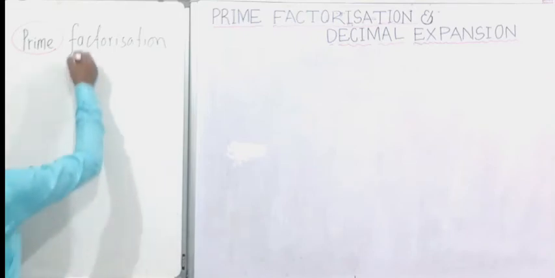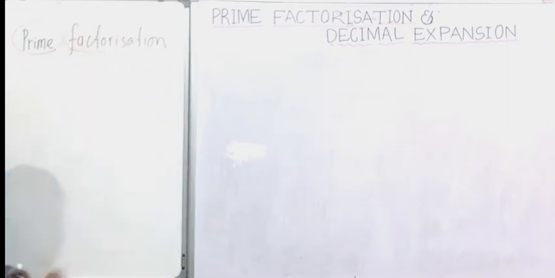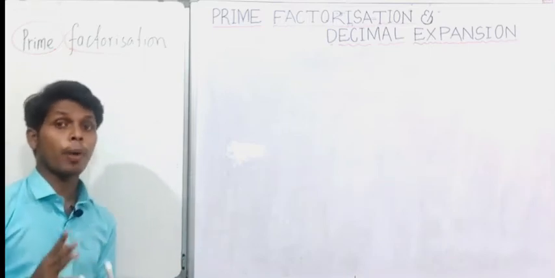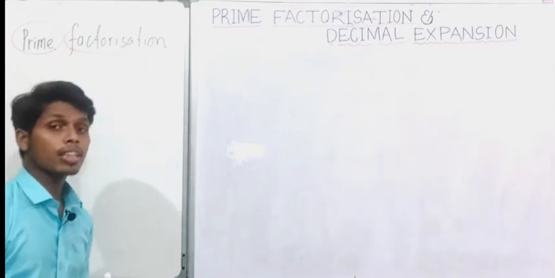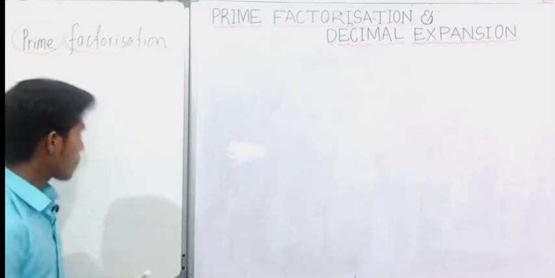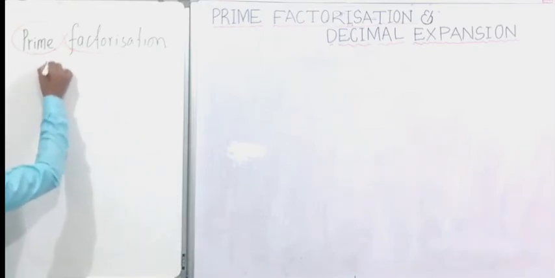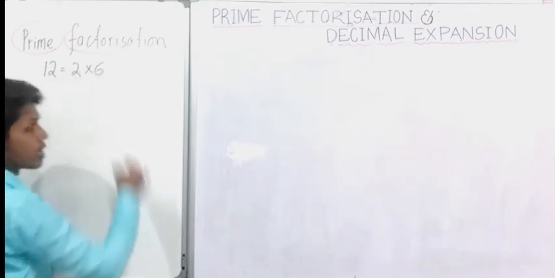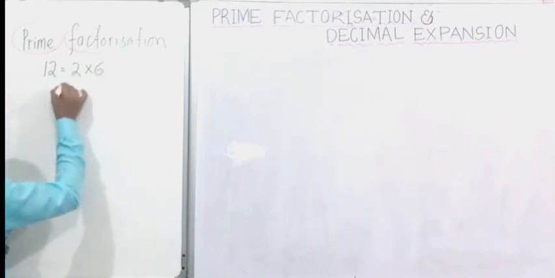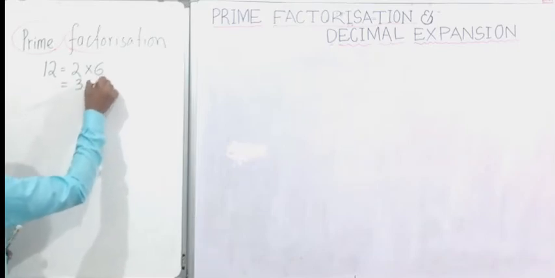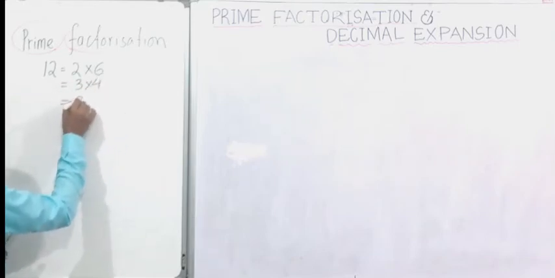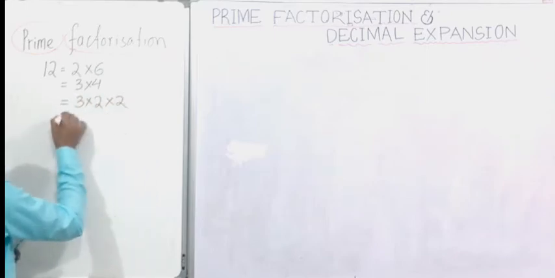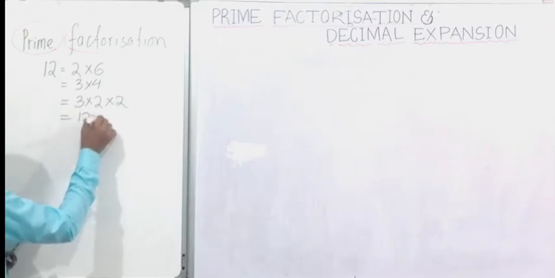Next, moving to the second word, that is factorization. Factorization means when a number is expressed as the product of its factors, then it is called factorization. For example, say 12. 12 can be written as 2 times 6. It can also be written as 3 times 4. It can also be written as 3 times 2 times 2. It can also be written as 12 times 1.